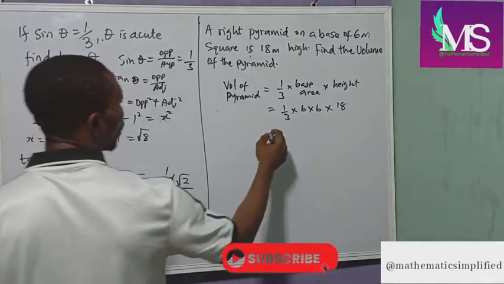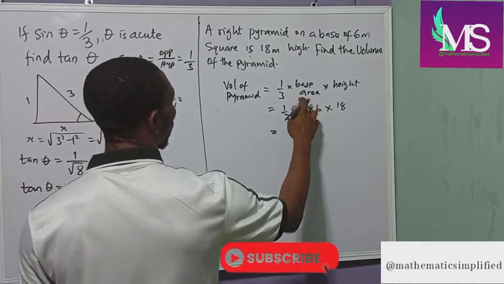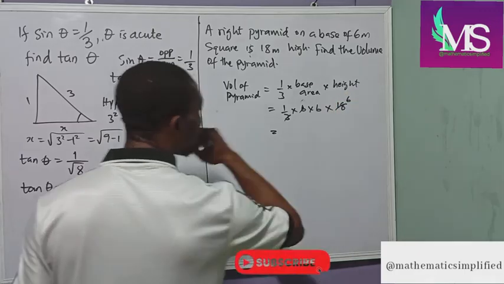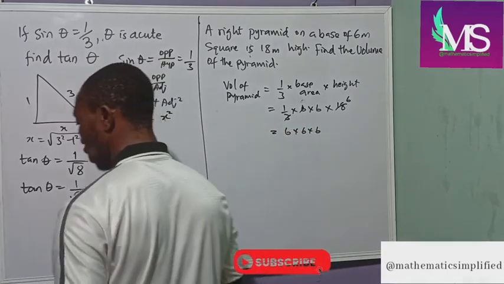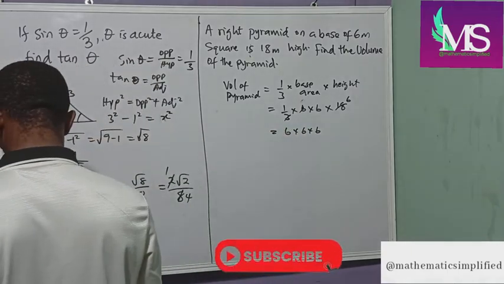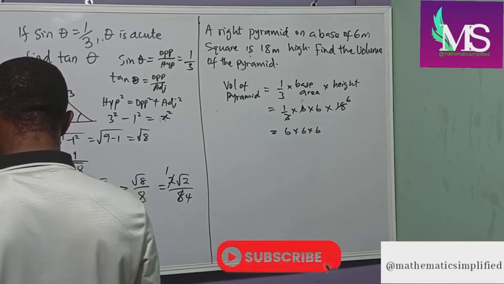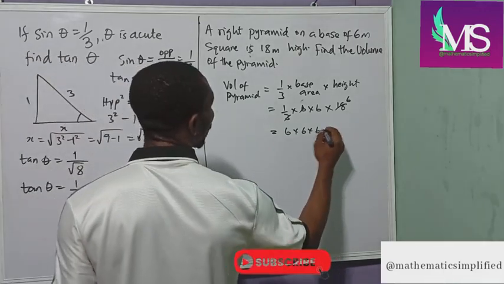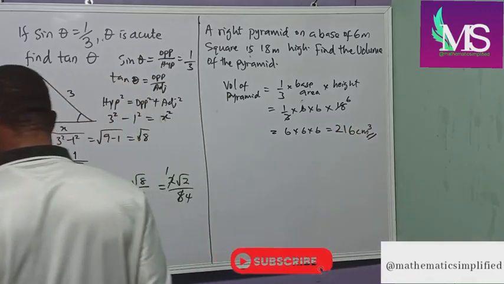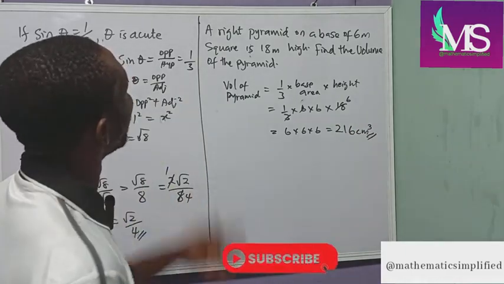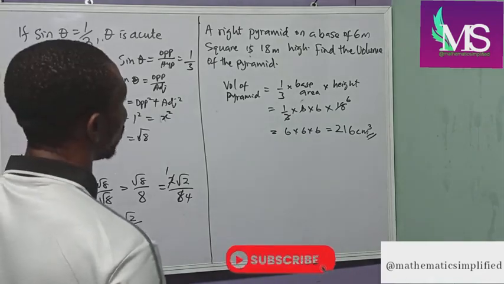So this will give us 2, and 6 times 2, okay, let's cut this to be 6. This becomes 6 times 6 times 6. 36 times 6 will give us 216 centimeter cube. So the volume of our pyramid will be 216 centimeter cube.